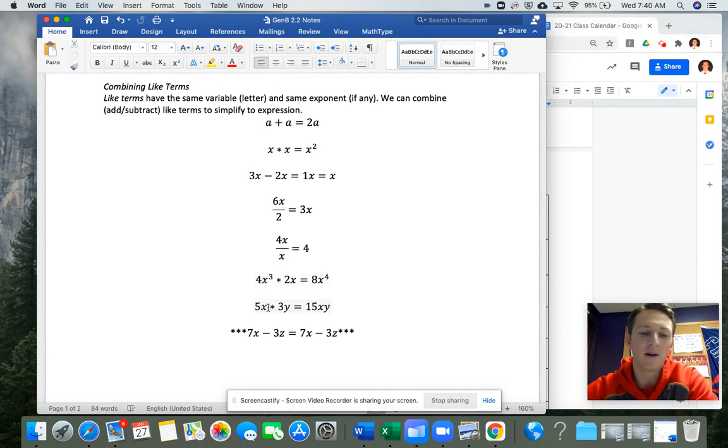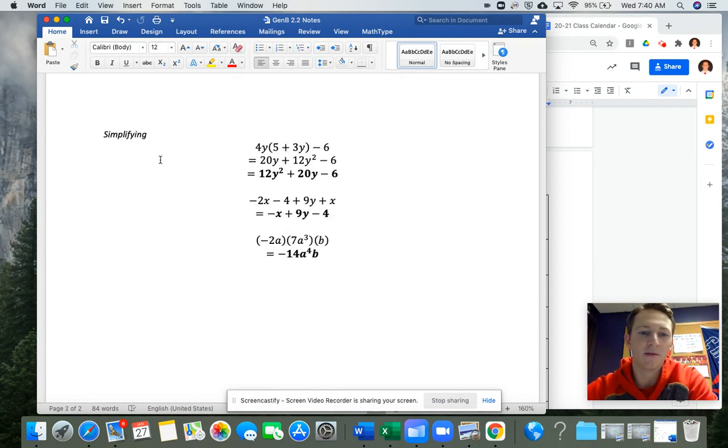Multiplying 5x times 3y, 5 times 3 is 15. X and y can't combine, so you just write them out, x times y. There's imaginary multiplication signs in here. And then lastly, we have 7x minus 3z. We're just going to leave it as 7x minus 3z because the variables aren't the same, so you cannot combine them on addition and subtraction.